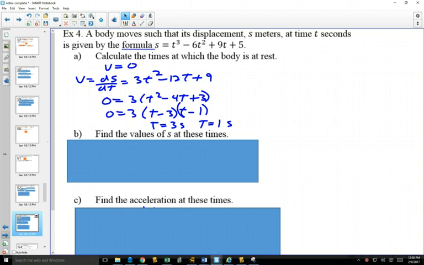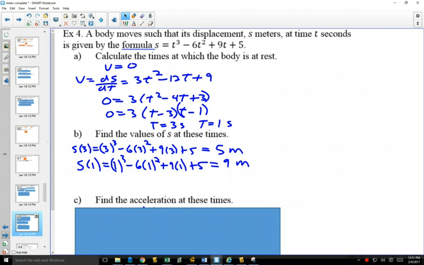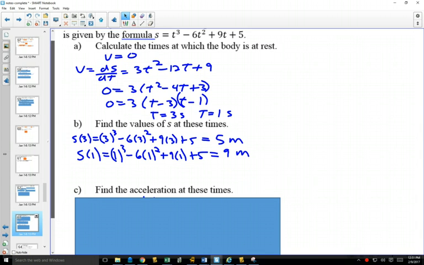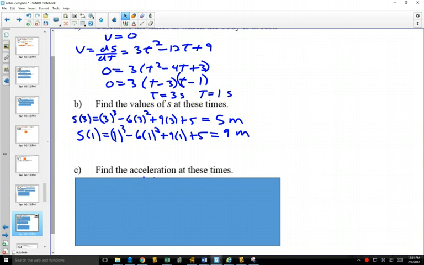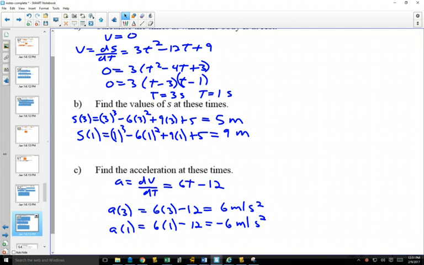Find the values of s at these times. Well, then you would be plugging in both 3 and 1 into your original equation. And then finally, finding your acceleration at these times, you'd have to find your derivative of your velocity and plug in those values.